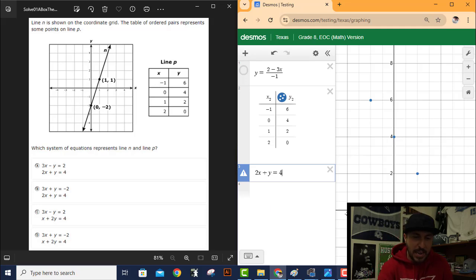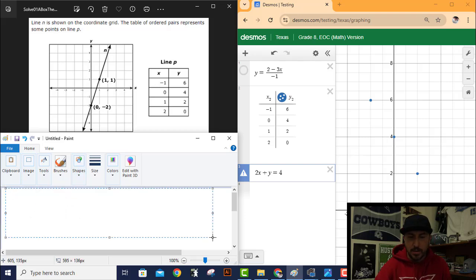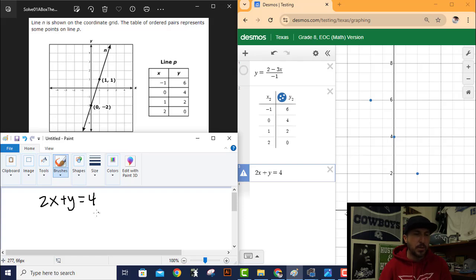So let me come back and write this down. I got to get my scratch sheet of paper, my testing ticket, whatever you used. Get your testing ticket. Here we go. We are going to write this guy down. I wrote it down in the calculator. Okay, it says 2x plus y equals 4.